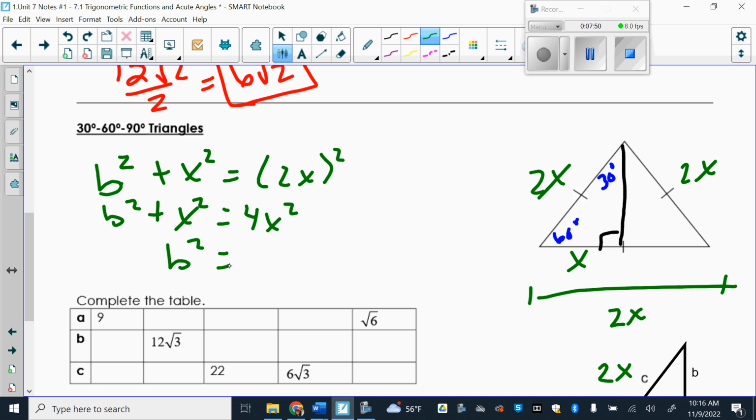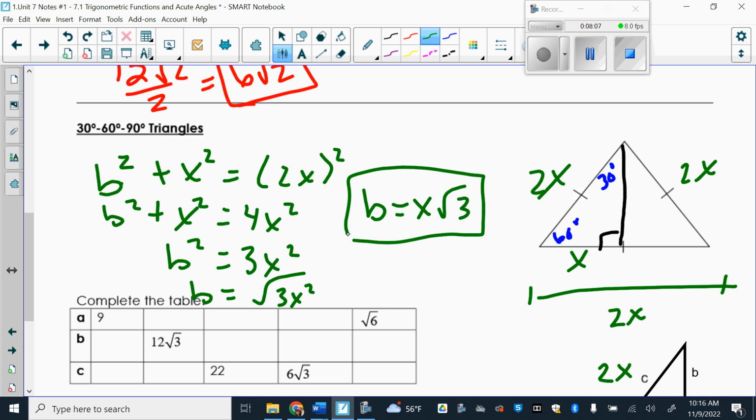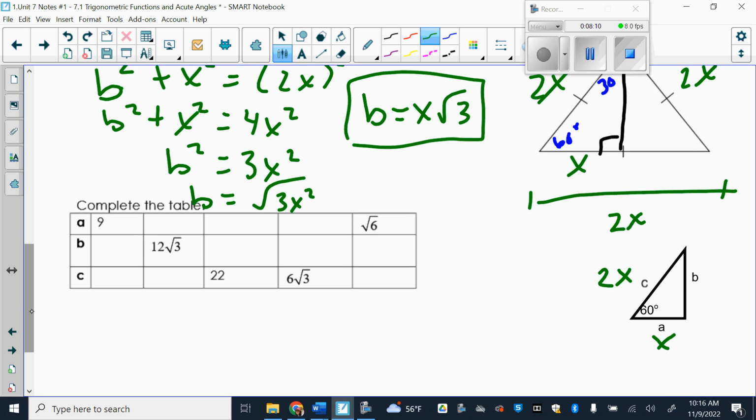Subtract x squared. We get b squared equals 3x squared. Take the square root. So we have b is the square root of 3x squared. Simplify that. We get b equals x root 3. Again, I don't have to worry about absolute values or plus or minus because we're talking about side lengths of a triangle here, which are always going to be positive. So there we go. The ratio of the sides of a 30-60-90 right triangle: opposite the 30 is x, opposite the 60 is whatever is opposite 30 times square root 3, and opposite the 90 is whatever is opposite the 30 times 2.